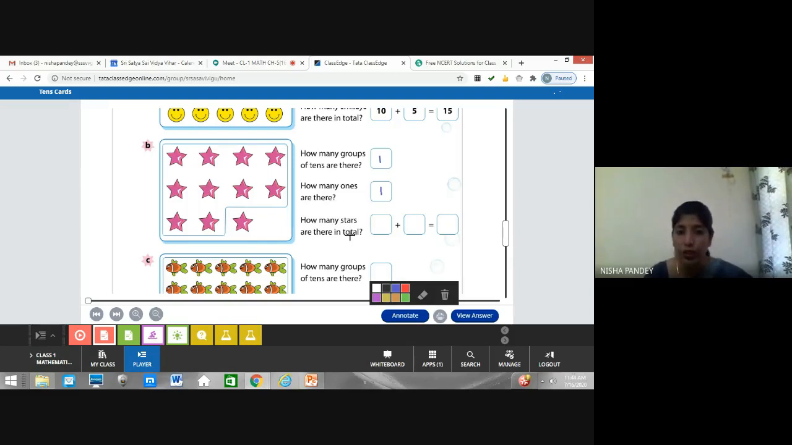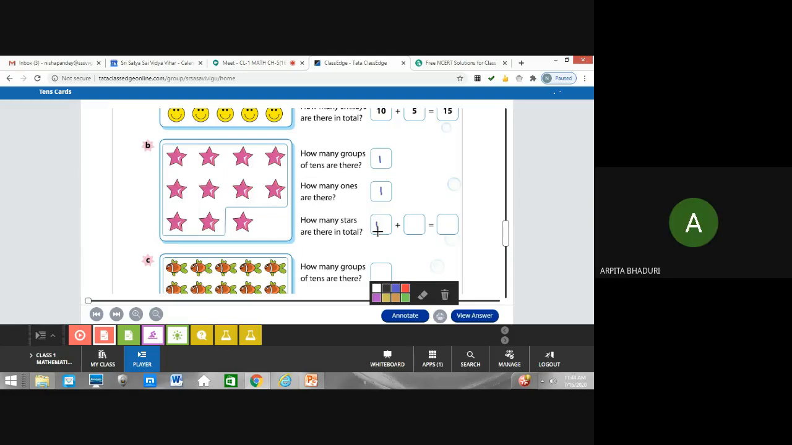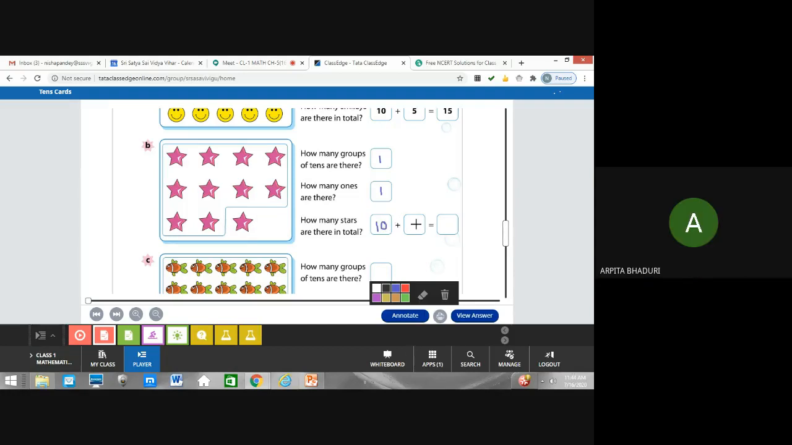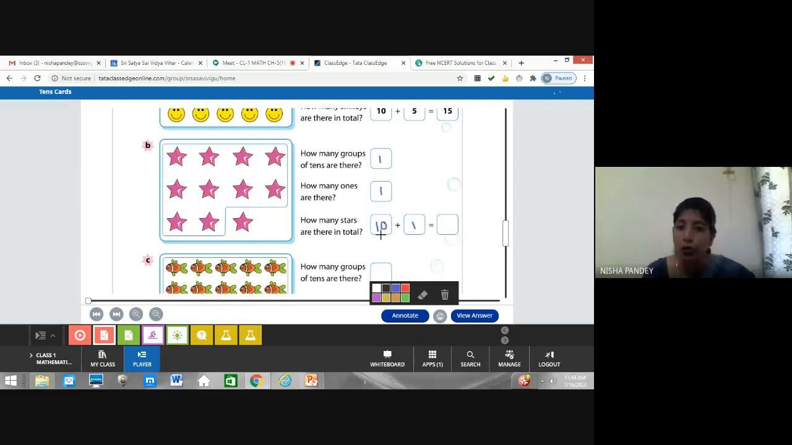So for that, children, you have to think: one bundle is there. In one bundle, how many stars have we made? Ma'am, 10. As we are making a bundle of 10 here, we are going to write 10. And how many loose ones? Ma'am, 1. Very good. So 10 plus 1 is equal to 11. So we'll write 11 here, right? So in 11, we have 1 ten and 1 one, right?